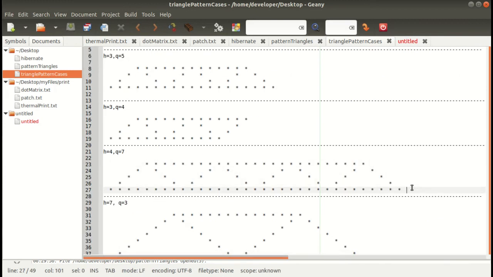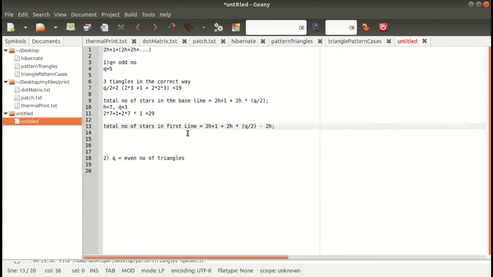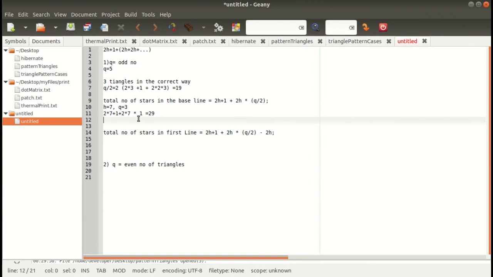Let's say for this case we'll try to calculate the number of stars in the baseline. Fine. Total number of stars in the baseline is how many? H equal to 4, Q equal to 7. 2 into H plus 1 plus 2 into H into Q by 2, which is 3. How much is this? 8 plus 1 is 9, plus 4 threes is 12, 24. 9 plus 24 is 33 minus 2H. 2 into 4. What is that? 25. So 25 stars should be there in the first line.